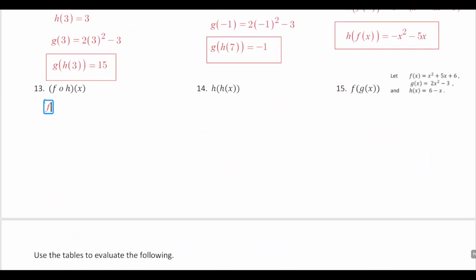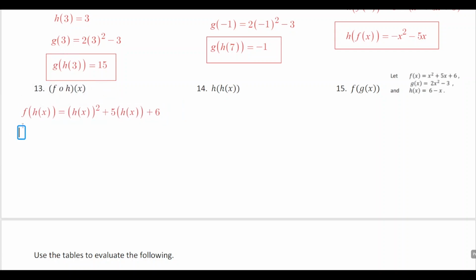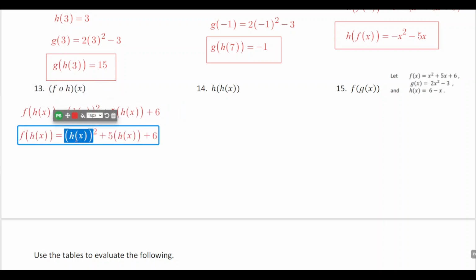All right, so f of x, we'll start with that, is x squared plus 5x plus 6, but we are going to substitute in here h of x. Okay, so we're going to put h of x here and h of x here. And I'll just show this as two different steps just so you can really see how this is going to play out. So h of x here is defined as 6 minus x. Now because we're just dealing with the expression here, all we can do is simplify this.